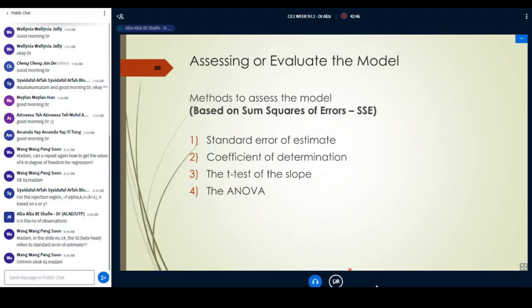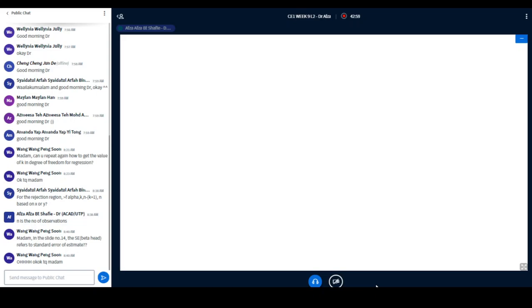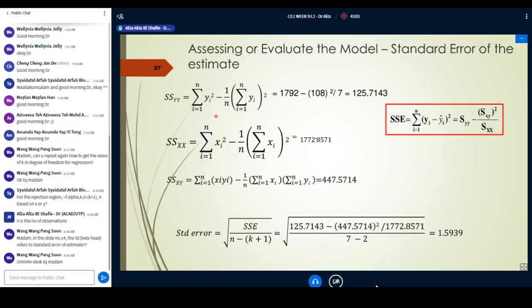So the first one I'm going to do is calculate the standard error. After that, I'm going to do the R squared. I'm going to do the t-test. And finally, I'm going to do the ANOVA. So I do the error first. Again, very mechanical. I just need to know my standard error is given by the square root of SSE over n minus k plus 1. All right, so these are all just mechanical.